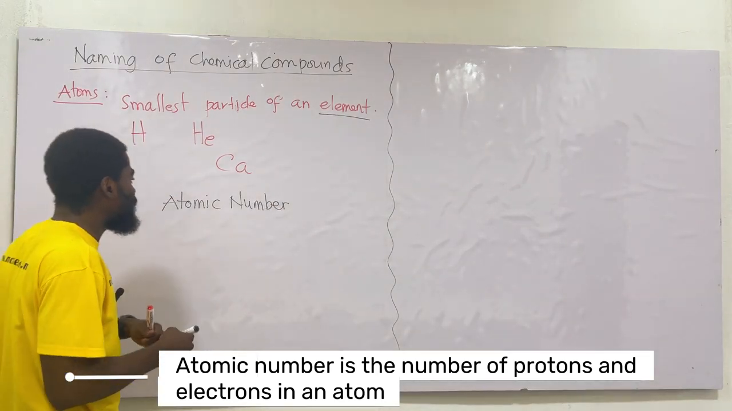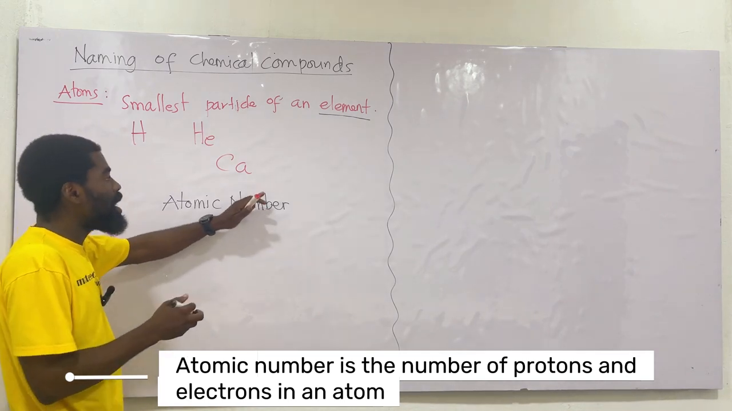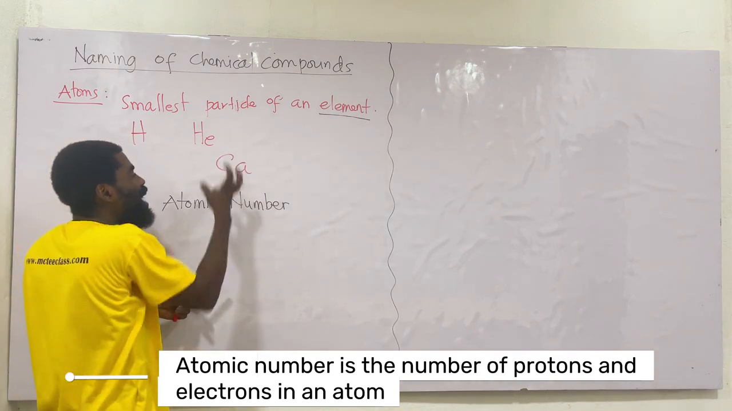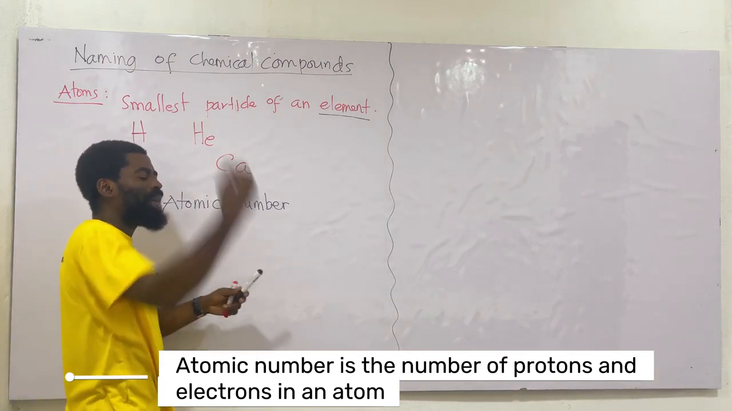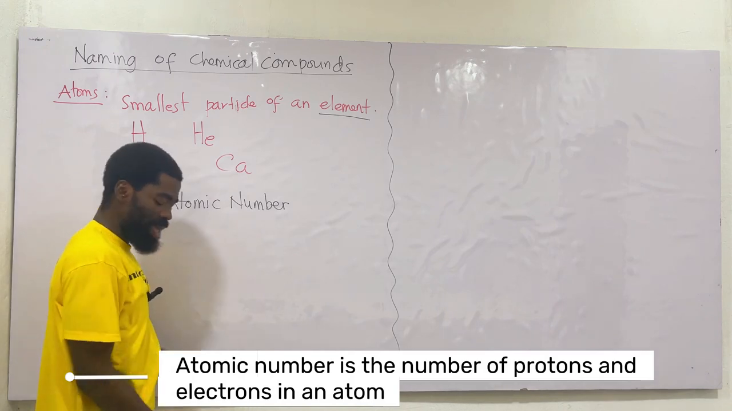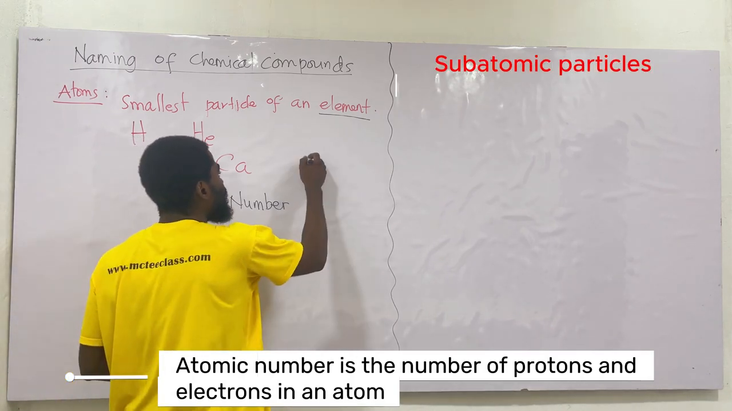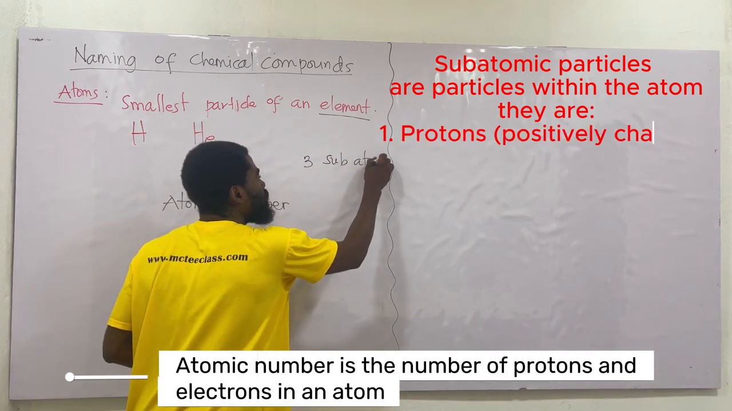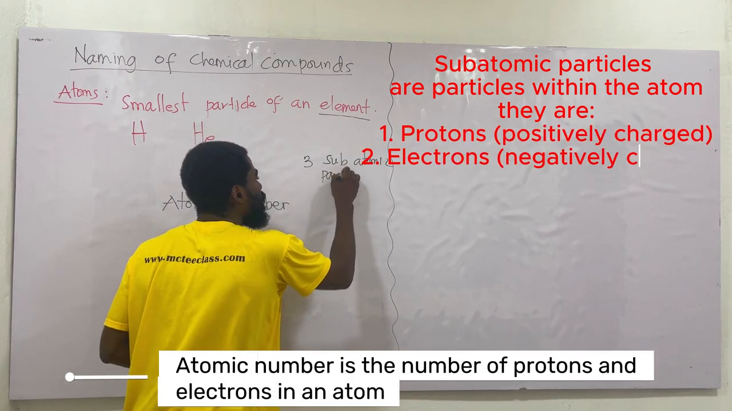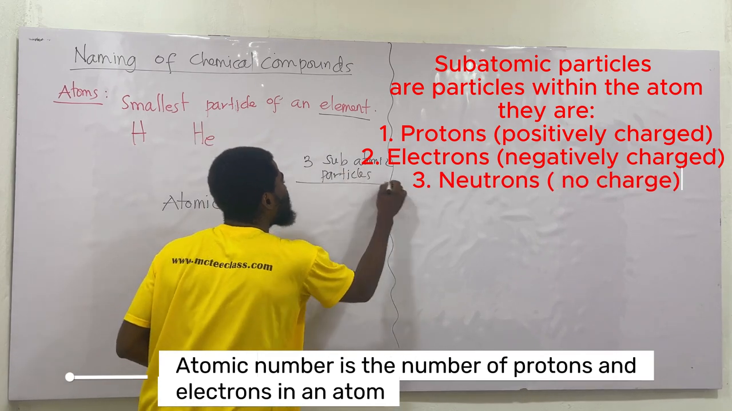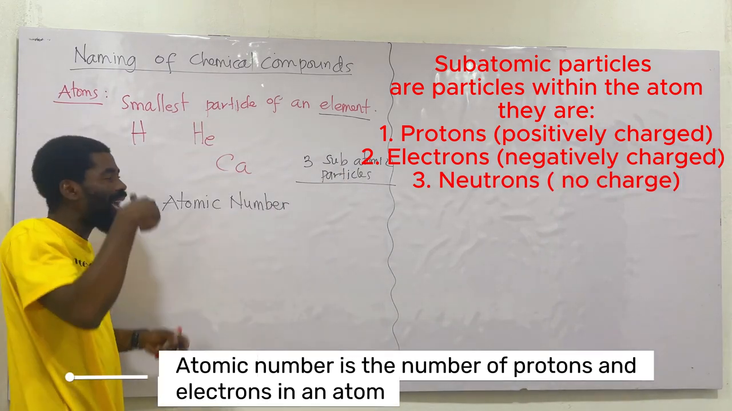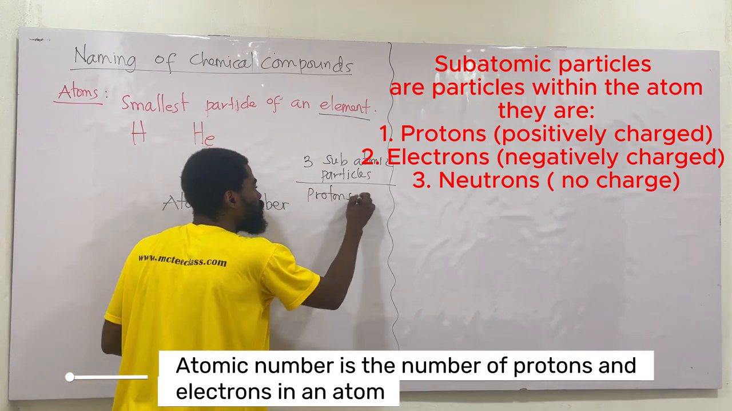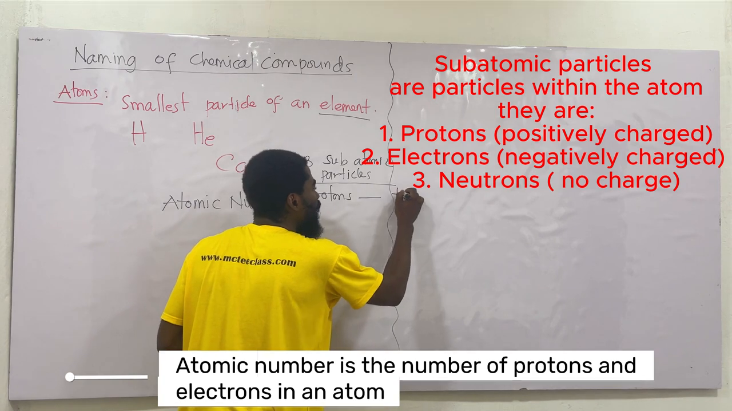The atomic number assigned to them is based on the subatomic particles they have. When we say subatomic particles, we mean within the atom. Inside the atom, there are 3 particles, which we call subatomic particles. These are particles found in the atom. For example, we have protons, and these protons are positively charged.